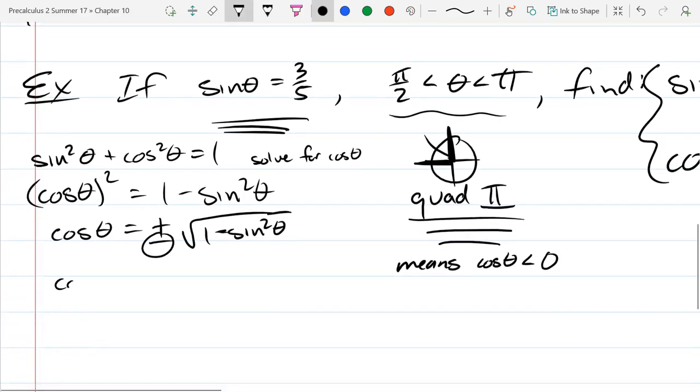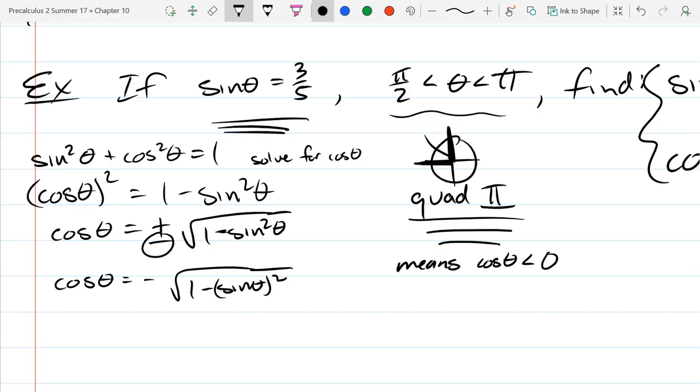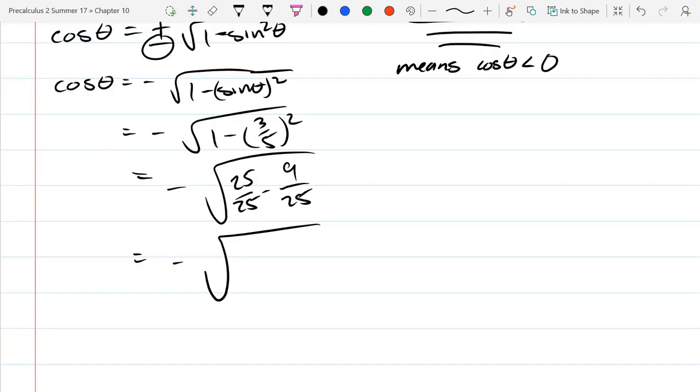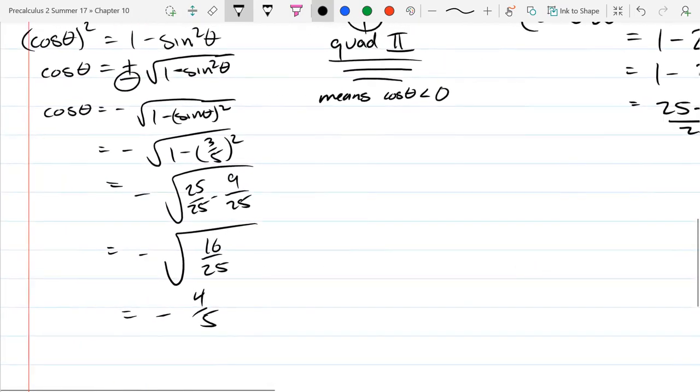So that's why I chose negative. And now I'm going to plug in the 3/5 squared. So we got, so that'll be 9. 3 squared is 9. 5 squared is 25. Common denominator. 25 minus 9 is something. 16, negative 1/5. That seems correct. I'm a little worried about, oh, of course.